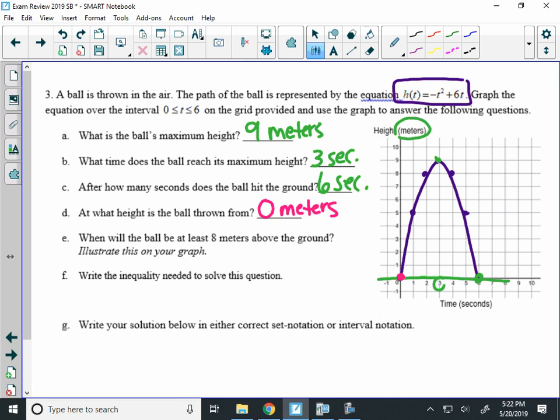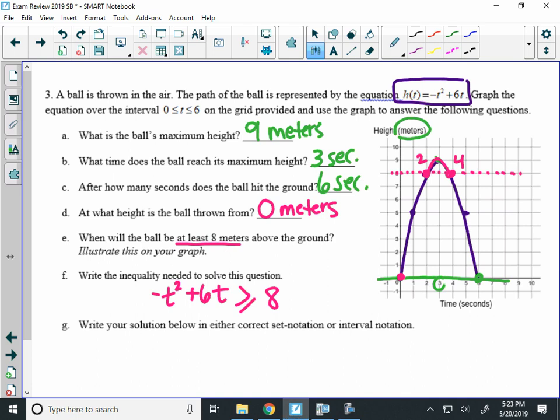Now, when will the ball be at least 8 meters above the ground? Remember, that's asking you for an inequality here. When will you be above that pink line? So the inequality we would write, well, we take the equation of the path of the ball. That's the path of the ball is at least 8 meters high, so greater than or equal to 8. We're looking right here. Well, we can see we intersect 8 at x equals 2 and x equals 4.